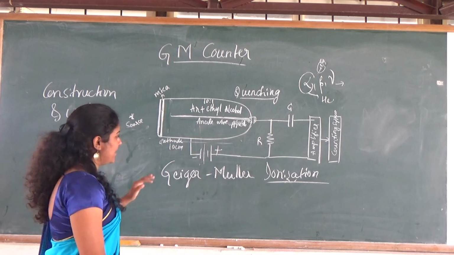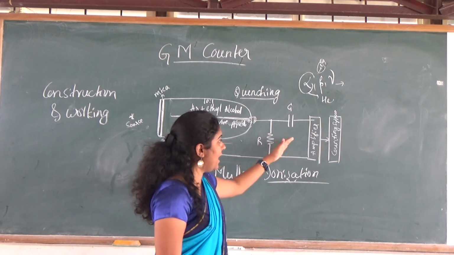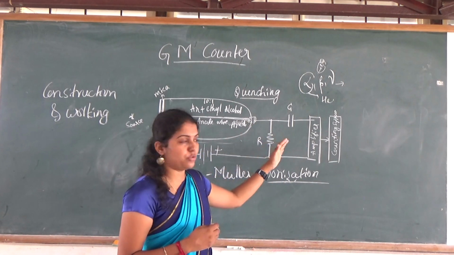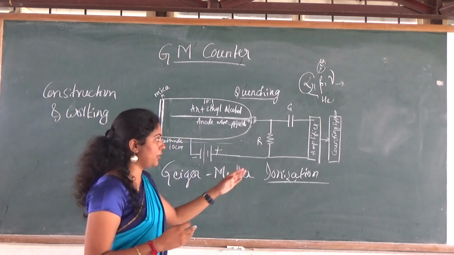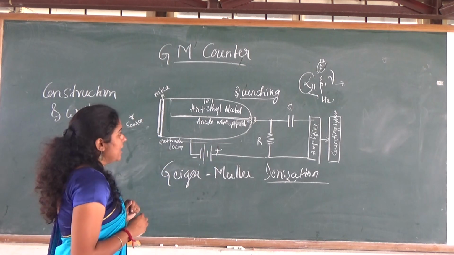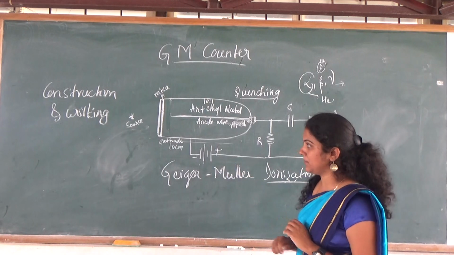Okay, this is the construction. There is an external resistor and capacitor circuit, and also an amplifying circuit to amplify the signals coming to the output, and also a counting system which will give you the count according to the amplified output. Let us come to the working of this tube. How exactly will this work?